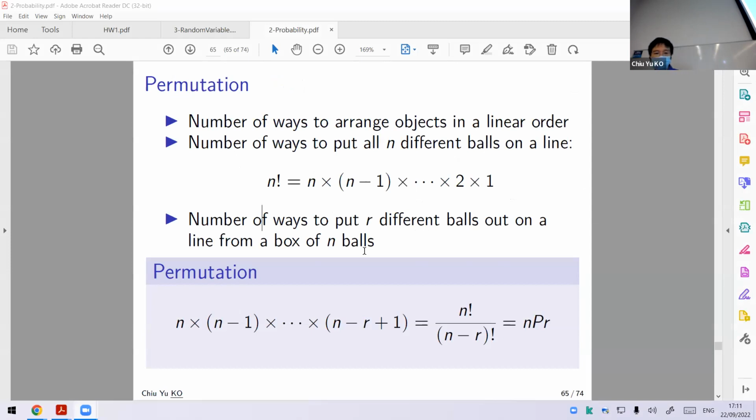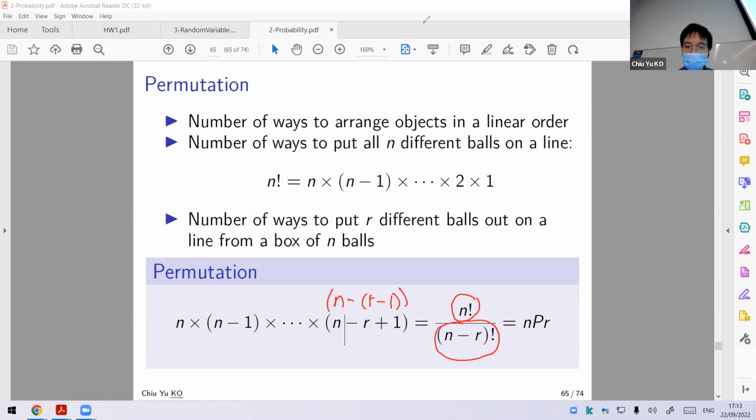Okay, so now let's generalize this. We don't put all the balls on the line. We only take out r different balls. So the first choice is n, the second one is n minus 1, then n minus 2, until n minus r plus 1. This looks complicated, but maybe I can write it this way to make it easier to see: n minus (r minus 1), because you start from 0, and there are r of them, so you end up at r minus 1. This is the notation, and you can rewrite it as n factorial over n minus r factorial, because you can keep multiplying, and this is the same as n minus r factorial.